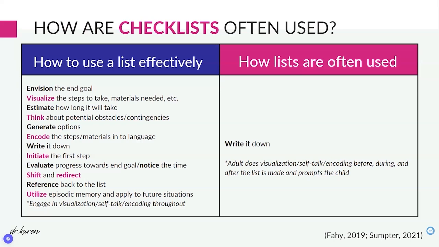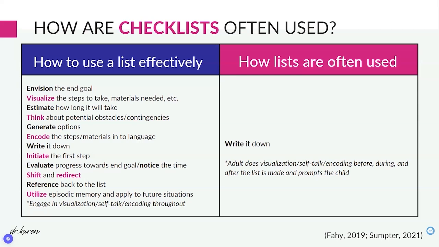But the way that lists are often used in the classroom is that the list is written on the board and the child writes it down. That is one part of this entire process. So you can see how we've jumped past all the internal skills that need to happen, and then we're giving no support throughout. So this is why when kids are given a list that's been written for them, or when they're having to just copy things down into their assignment books, those lists or those planners often aren't effective because the adult is doing the visualization, self-talk, and encoding before, during, and after the list is made, and is essentially doing the executive functioning for the kid.